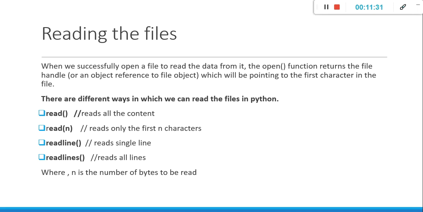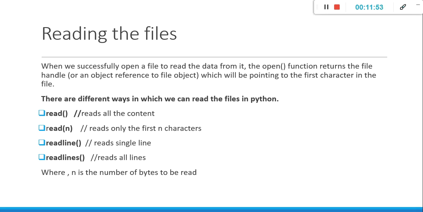Everything is successful, you have opened the file in the read mode, and that open method has returned a file object as a reference to that particular file. Now, how to read the contents of the file? There are different ways of fetching the data of the file. The first one is the read method. When you call the read method, it reads all the contents of the file.